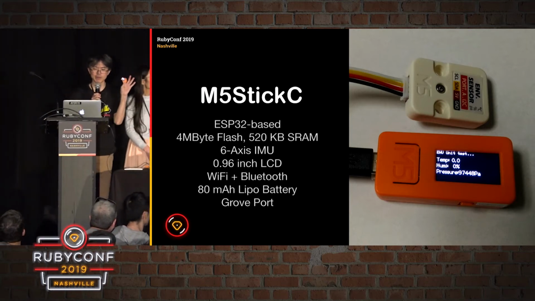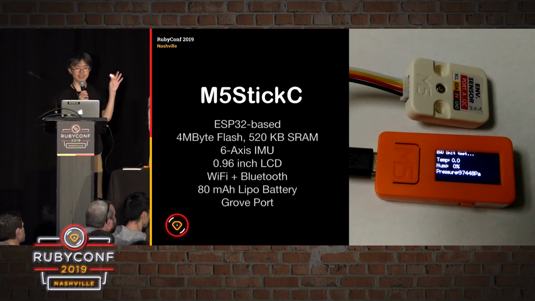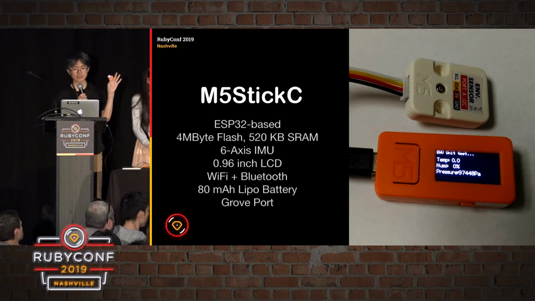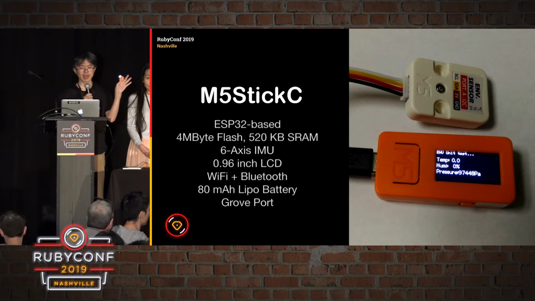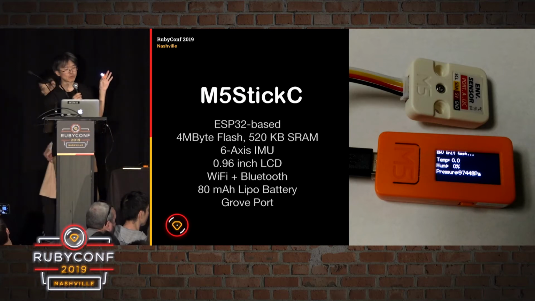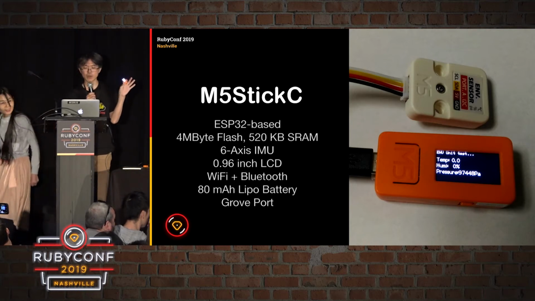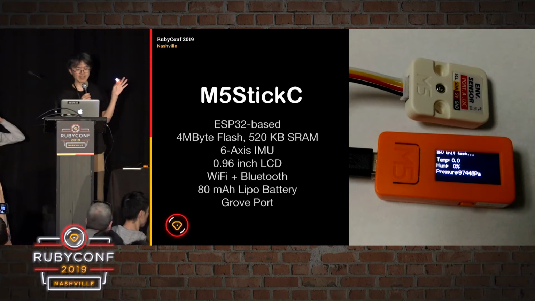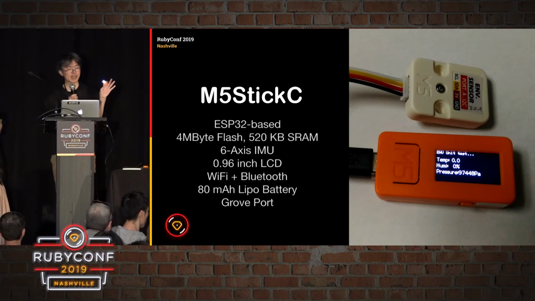This is M5-Stack-C. M5-Stack-C is a new board made by M5-Stack company. Its size is very small, like this, but it's very powerful. The board uses ESP32 microcontroller, and it has Wi-Fi, Bluetooth, small LCD, sensors, battery, and so on.